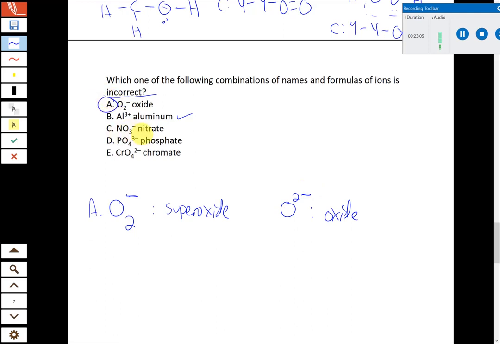So choice C, NO3 minus, nitrate, that's correct. PO4 3 minus, phosphate, CrO4 2 minus, chromate. These 3 you're going to have to learn your polyatomic ions to be able to know those and verify that they're correct, but they are indeed the right name and formula and charge for all of those. All right, so for that one you need to know your polyatomics, but also have to look really closely at the way that the formula is written for choice A and recognize that it's not a -2 charge. That's a subscript 2, indicating that there are 2 oxygens and just a 1 minus charge.